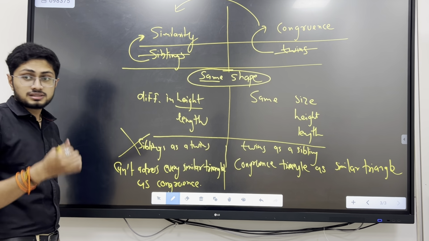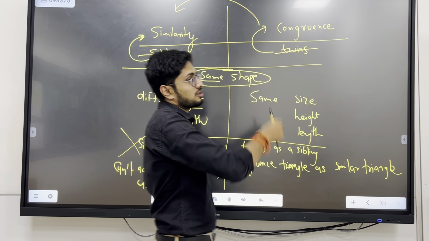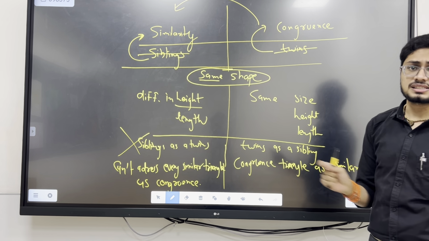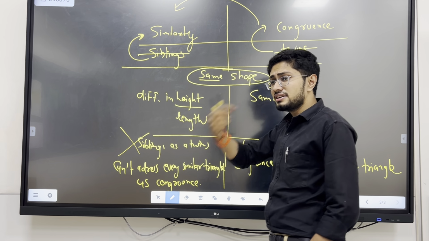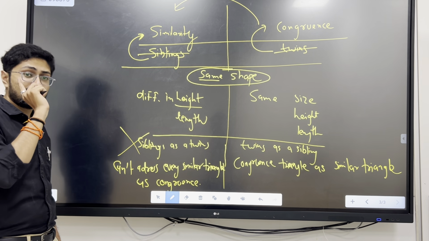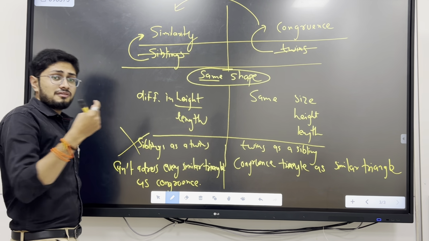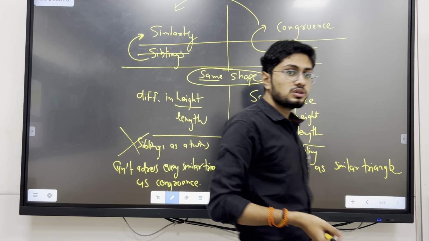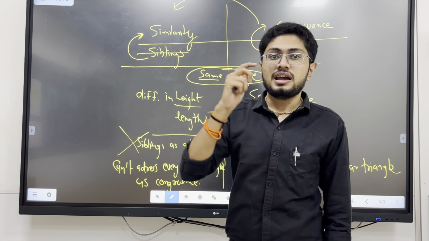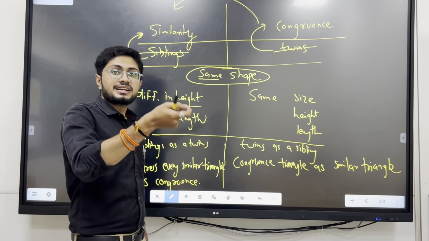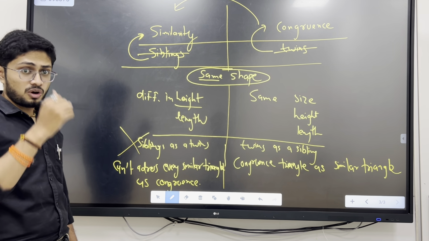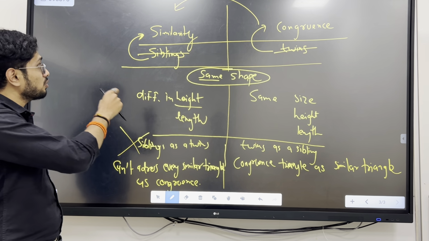So this is the major difference between similarity and congruency, which is the easiest topic ever. With the help of the siblings and twins example, we can address every twin as a sibling, but we cannot address every sibling as a twin. As well, we can address every congruent triangle as a similar triangle, but we cannot address every similar triangle as congruent. So this is all about the basic criteria of congruency and similarity.